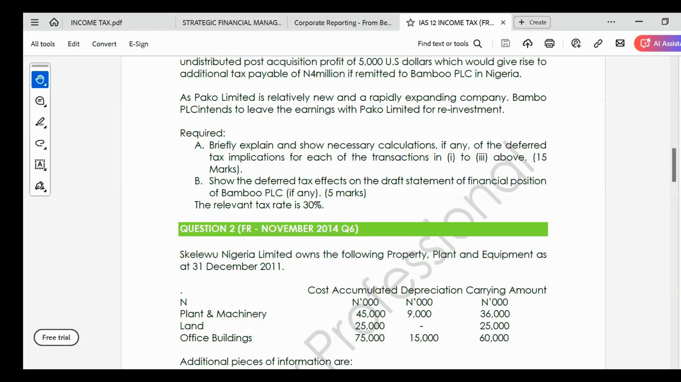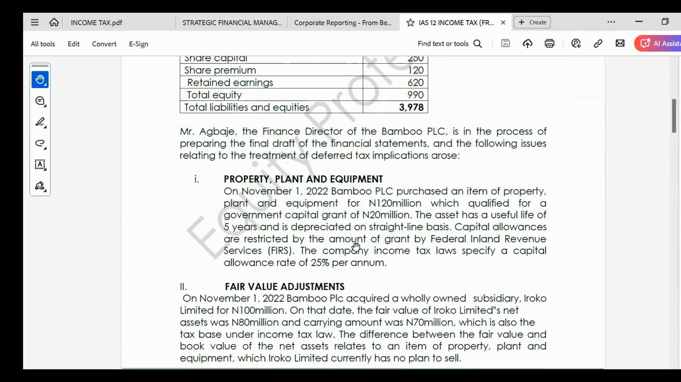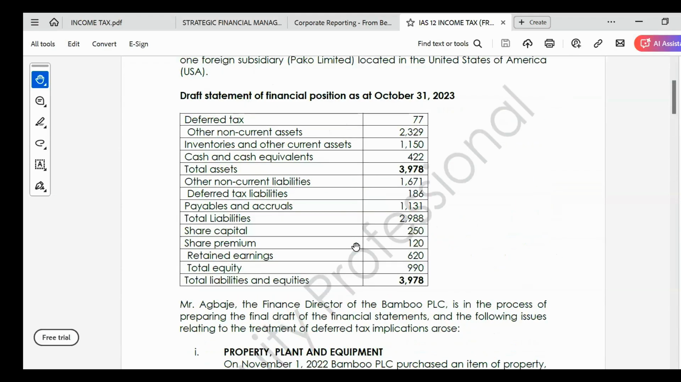All right. Show the deferred tax effect on the statement of financial position. So what they are saying here is, all I'm going to do is come here. We add additional deferred tax liability of 1.5 million plus 3 million. If I add that to this value, what I'm going to have will be 4.5 plus this. That should lead to about 190.5. So that's what they are saying you should do.